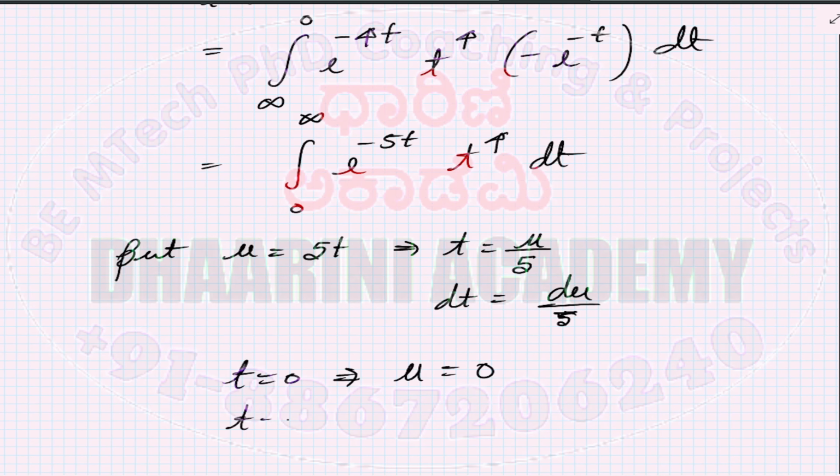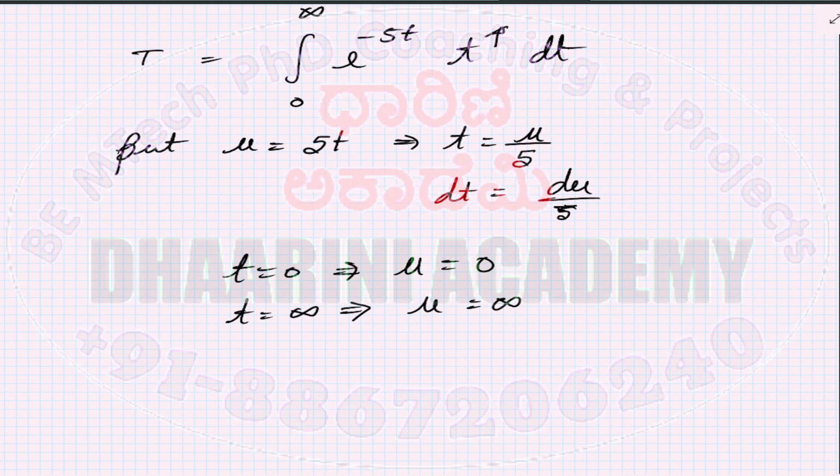Also, t equal to infinity implies u is equal to 5 times infinity, which is also infinity. So no change with the limits. So we'll make this second substitution to the same problem. So I is equal to the integral from 0 to infinity, which will remain the same, 0 to infinity for u, then make a substitution.